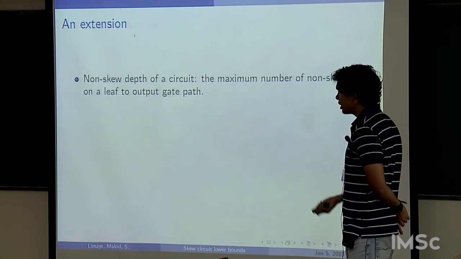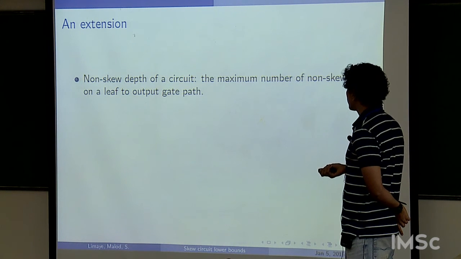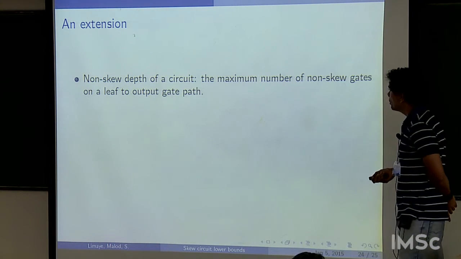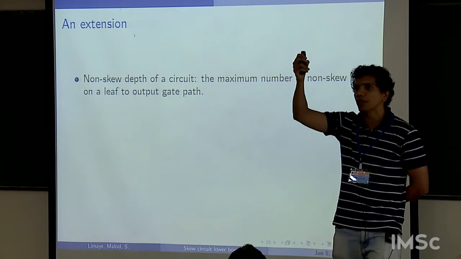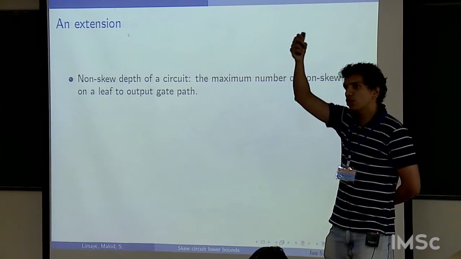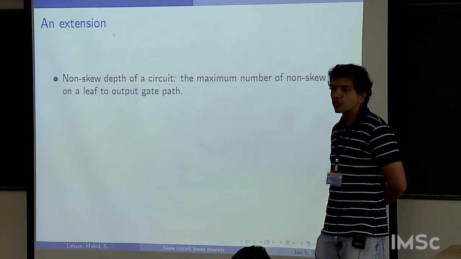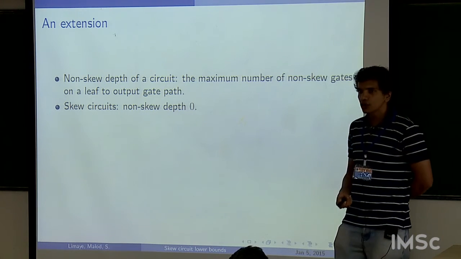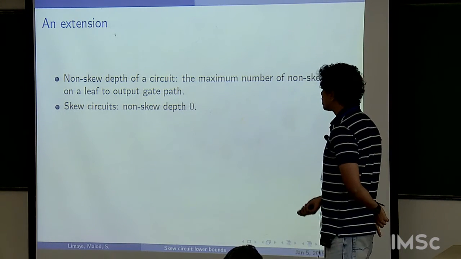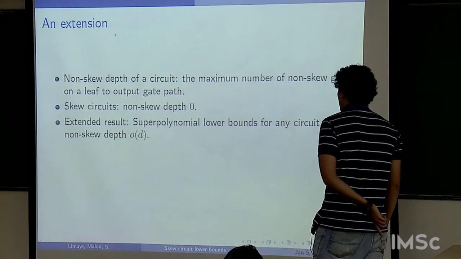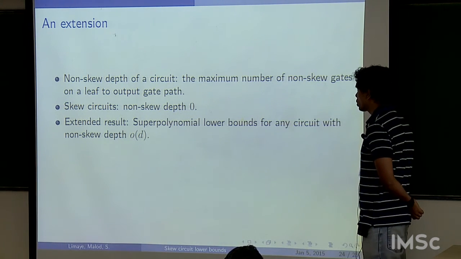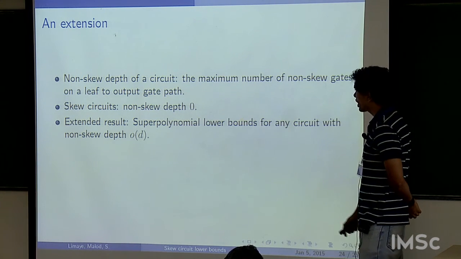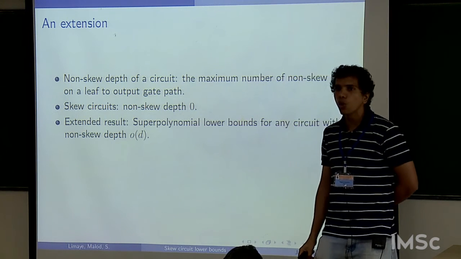In order to do this, let me tell you a definition. Let me define the non-skew depth of a circuit to be the maximum number of non-skew gates on a path from the output gate to a leaf. So on any path from the output gate to a leaf, what's the maximum number of non-skew gates you encounter? That's the non-skew depth. Skew circuits are just things where non-skew depth is 0. It turns out that the proof techniques that I told you about can be used to get a pretty strong extended result, which is you can come up with super polynomial lower bounds for any circuit whose non-skew depth is little o of the degree.